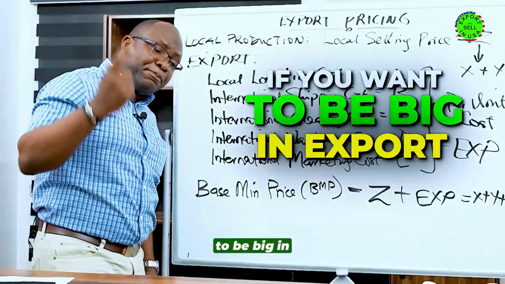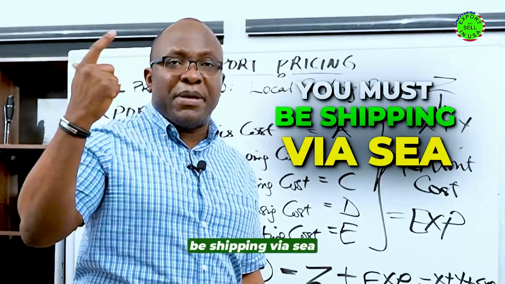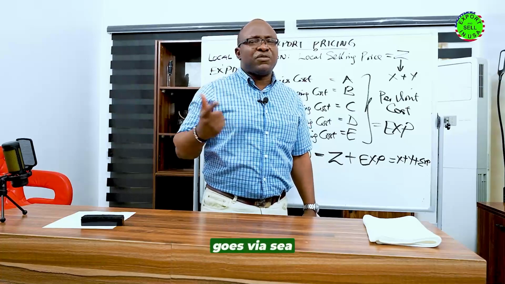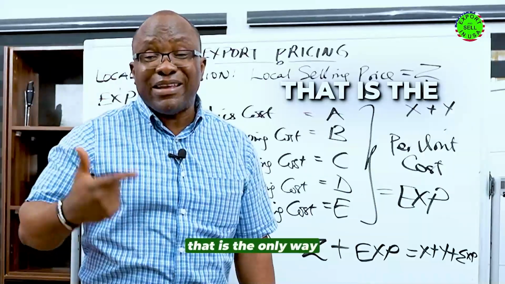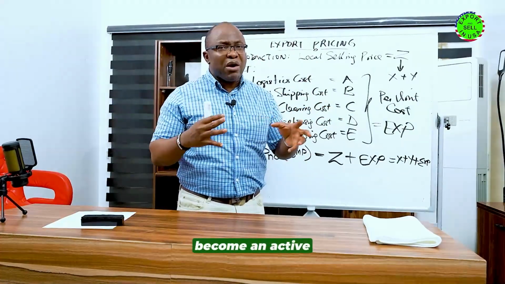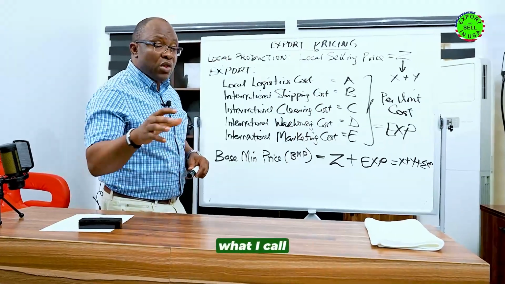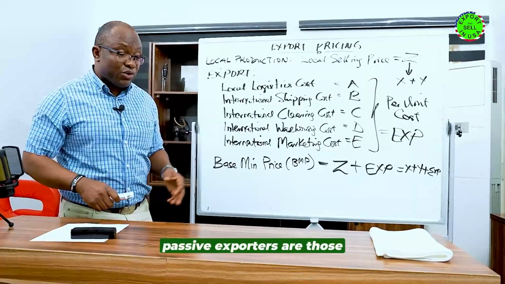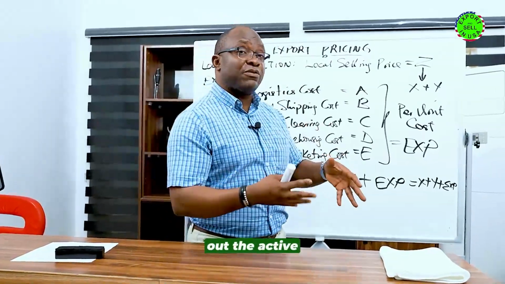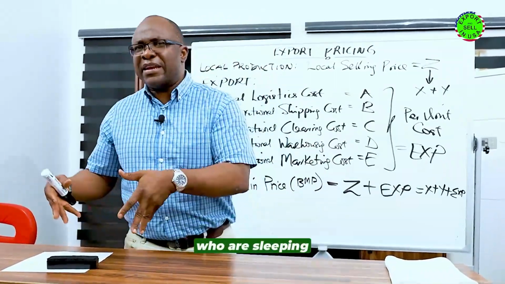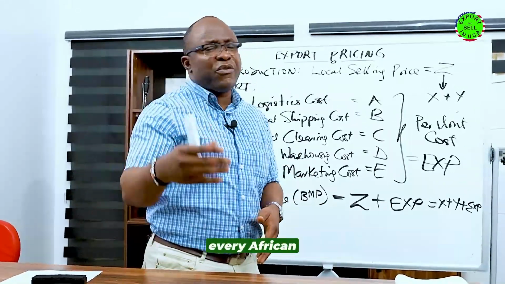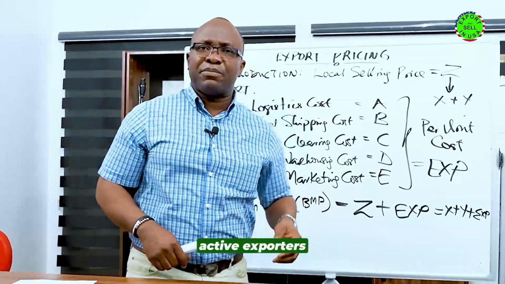If you want to be big in export, you must be shipping via sea. 95% of world commerce goes via sea, and that's because that is the only way it can be profitable. If you are still doing air, then you haven't become an active exporter. There's what I call active and passive. Passive exporters are those who are not making money until they have an order before they ship out. The active exporters are those who are sleeping and they are making money in their sleep. We try to develop every African business to become active exporters.